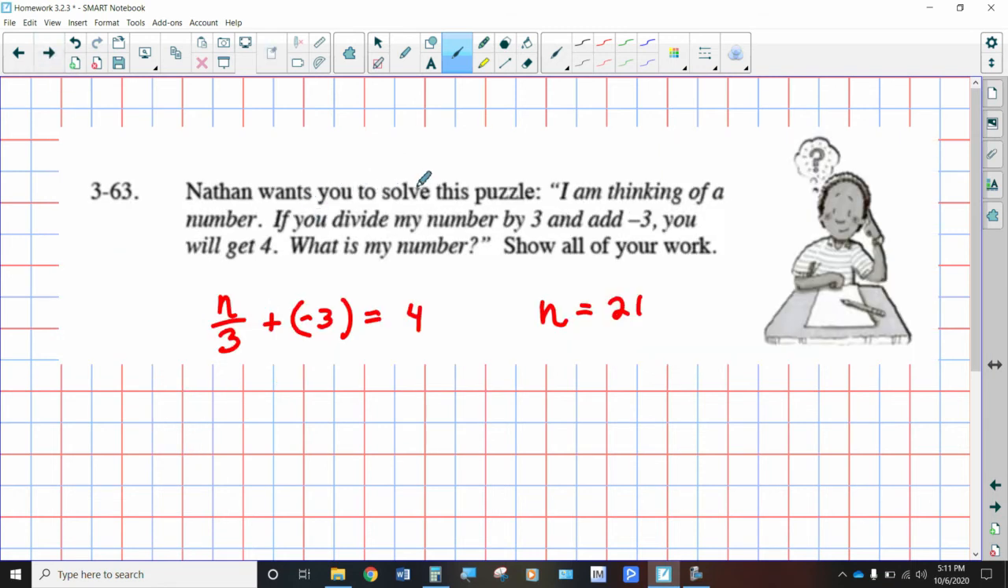Nathan wants you to solve his puzzle. I am thinking of a number, so there's his number, n over 3. If you divide my number by 3, that's why we wrote it as a fraction, because that's a division problem, and then add negative 3, you get 4 for an answer.